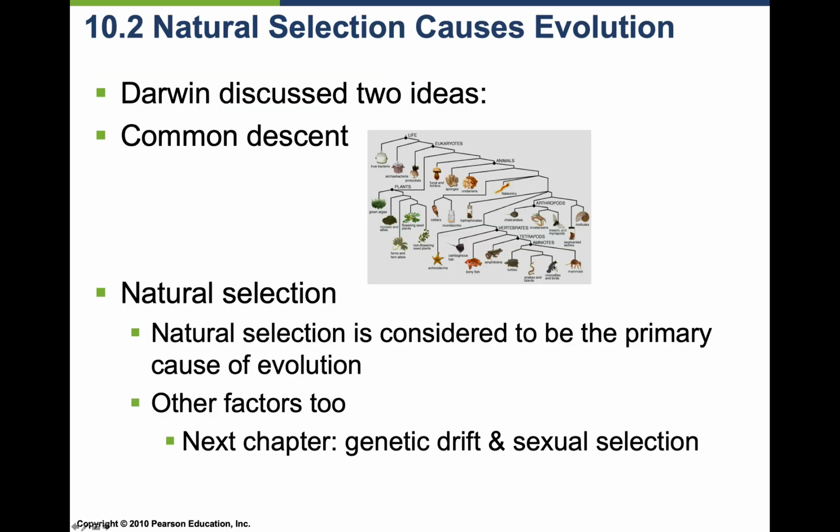Pretty fascinating. Okay, so Darwin discussed two ideas of how natural selection can cause evolution. One of them is common descent, which we've talked about a little bit, where you essentially have life that arose and then it descends, right, through time. The other is natural selection. And natural selection is currently considered to be the primary force of evolution. There are other factors too, and we'll talk about those in the next chapter, such as genetic drift and sexual selection, but natural selection appears to be the primary force.